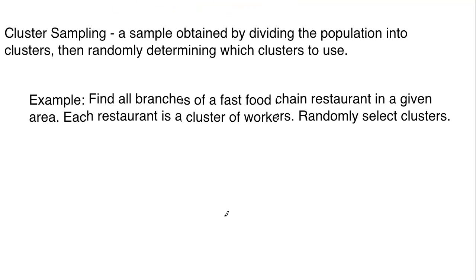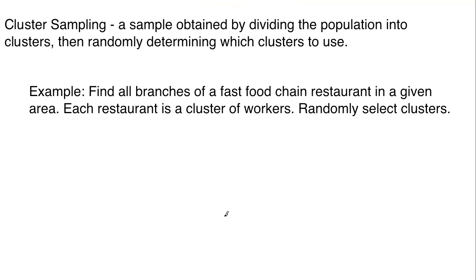Okay, so here's an example. You're going to go out and find all branches of a fast food chain restaurant. I don't know, Wendy's, McDonald's, Burger King, something like that, right? In a given area. So maybe a specific zip code or area code. The area code's probably going to be a little bit larger in terms of the number that you would find there, or maybe it's by state or something like that. Okay, so you find all the branches of that fast food chain restaurant.